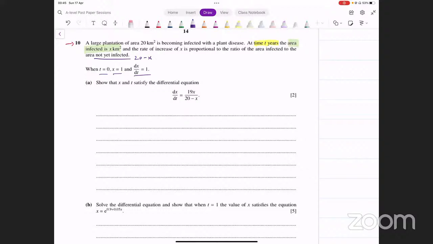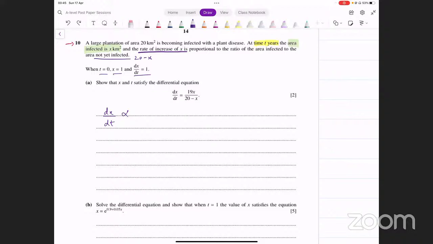That's the area that's not infected. Okay, so what we have here is that the rate of increase of x, क्या मतलब है? dx over dt is proportional. जब उसने सिर्फ proportional रखा हो, you assume it's directly proportional. अगर inversely होता उसने inversely mention किया होता. अगर सिर्फ proportional रखा है, that's directly proportional.